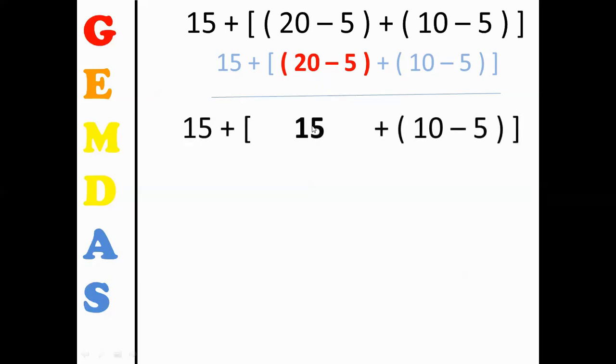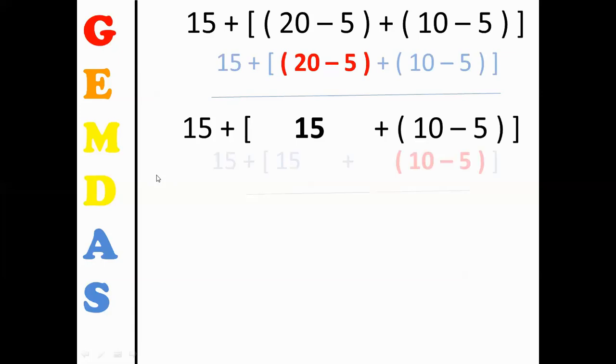What I like to do is rewrite my problem or bring everything down that I did not solve yet. So I would bring down the 15 starting from the far left, the addition symbol, my bracket, the 15 that I solved, the addition symbol, the 10 minus 5 in parentheses, and my final bracket. Now I have a new problem that I want to solve, and going on my checklist, I'm still on G. So what grouping symbol do you think we need to solve now?